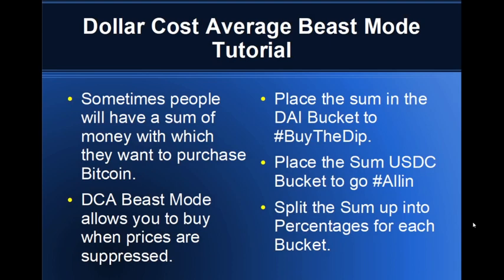Sometimes people have a sum of money with which they want to purchase Bitcoin. DCA Beast Mode allows you to buy when prices are suppressed. So that's the reason why we put the money into 3 different buckets, because we want to buy at discount prices, whether it's a market correction in Bitcoin or the market crashes, the entire market's in flames.